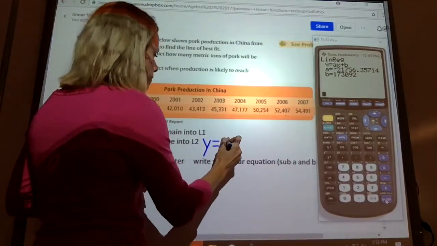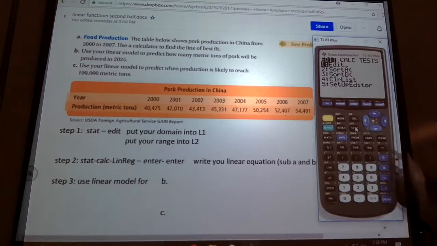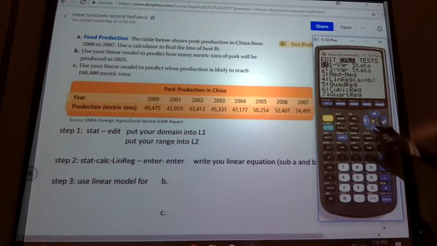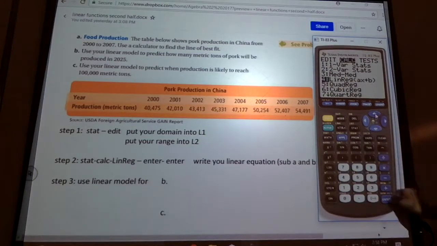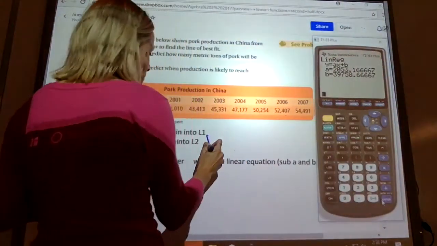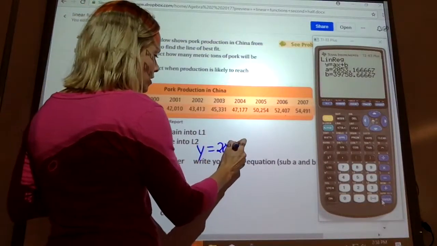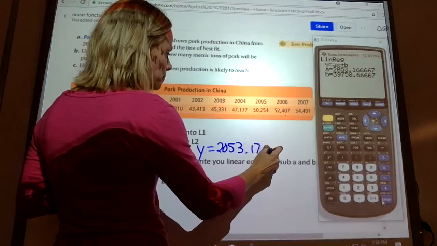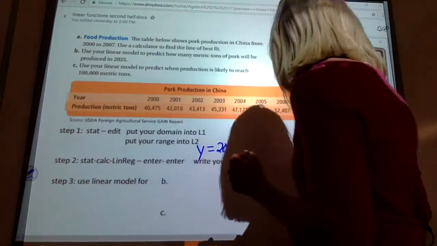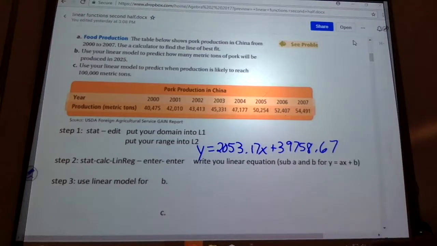Y equals, so now if I go stat, calculate, whoops, linreg, all right, that looks better then, right? So I have y equals, did you guys get that? 6, 7. There we go. That's better.